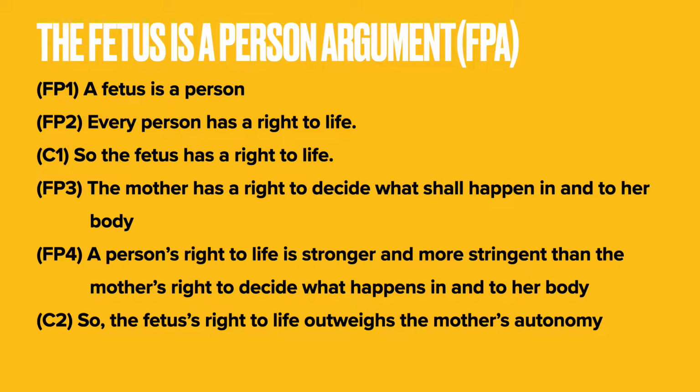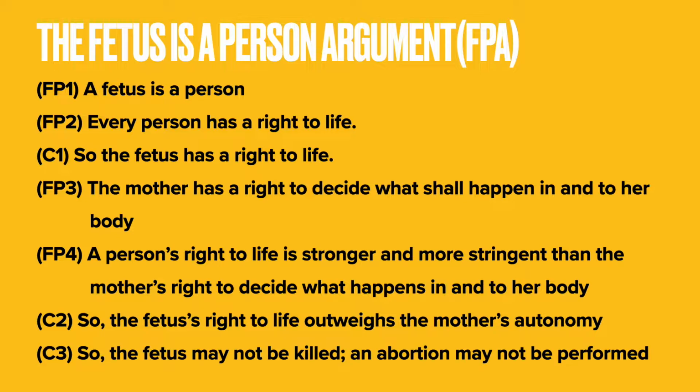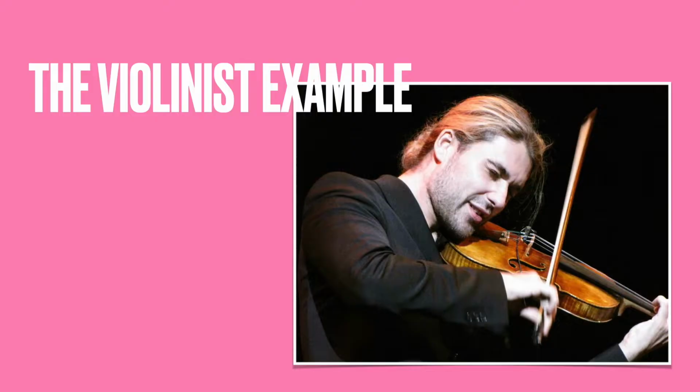So the fetus's right to life outweighs the mother's autonomy. And we get our final conclusion here, that the fetus may not be killed, or in other words, abortion is immoral. So this argument might sound plausible, but now she's going to give us this example, and we're supposed to keep this argument in mind as we consider the violinist example. We went over this last time too, but let's consider it again.